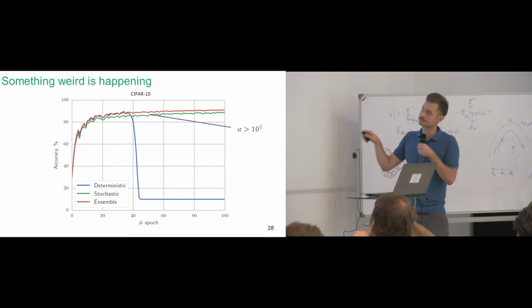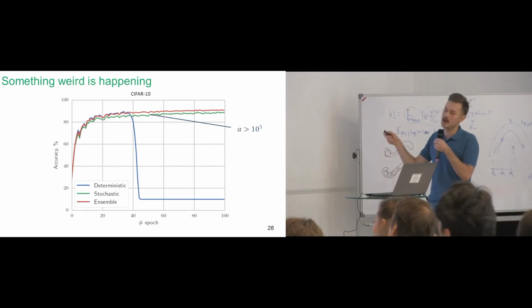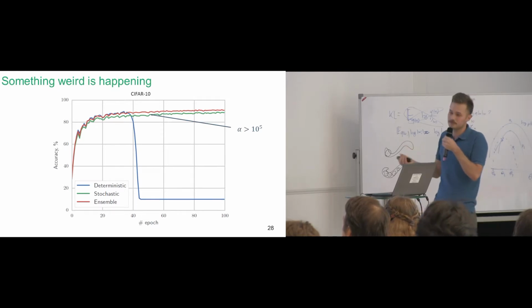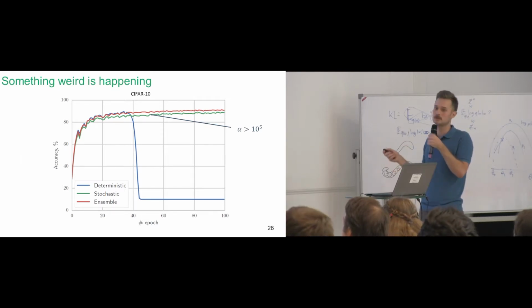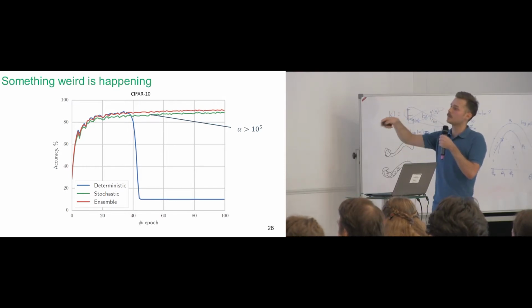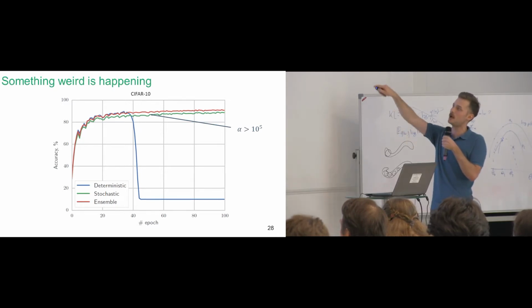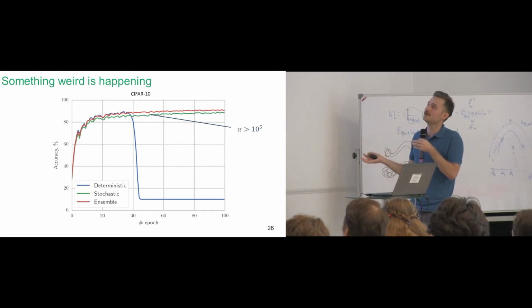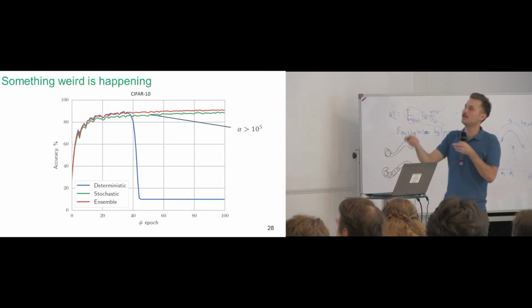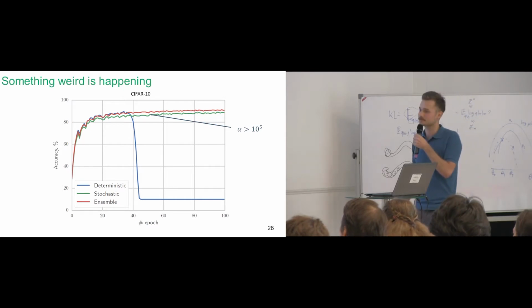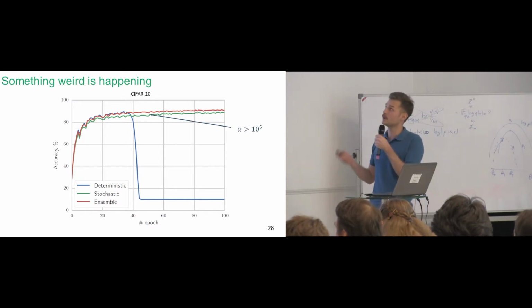And it has almost infinite values compared to the usual size of our weights. Usual values of our weights, usual magnitude. And the more interesting thing is that the stochastic and ensembling procedures just work fine, like nothing ever happens. The only thing is the drop of the deterministic procedure. And that is really strange.